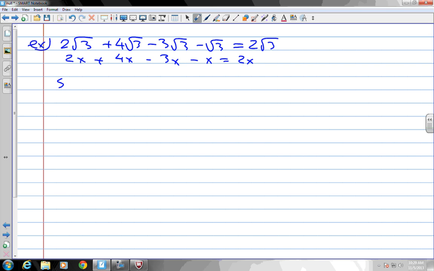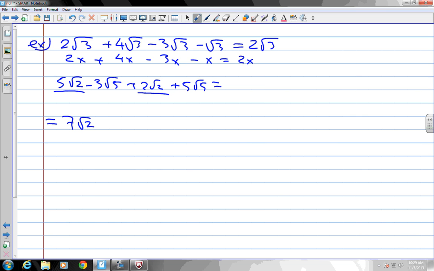If I have something like this, 5 square roots of 2 minus 3 square roots of 5 plus 2 square roots of 2 plus 5 square roots of 5, I can combine square roots of 2 together. I can combine square roots of 5 together. But I cannot combine both of those because those are not like terms. So I can actually go 5 square roots of 2 plus 2 square roots of 2, that is 7 square roots of 2.